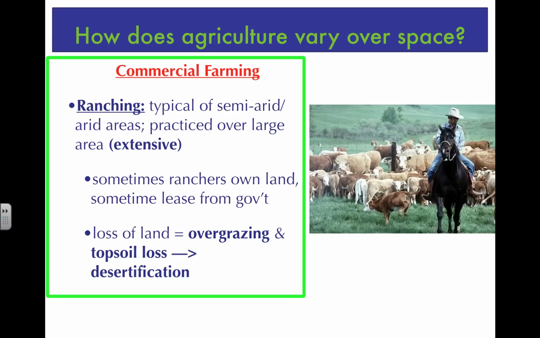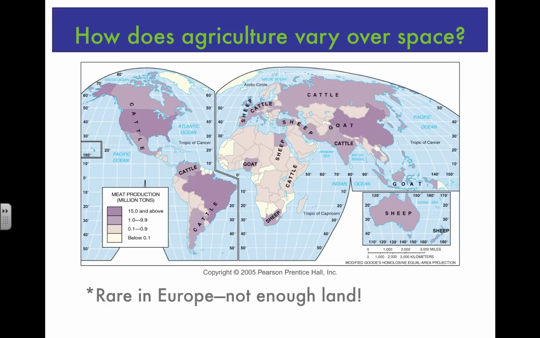Topsoil is the top layer of the soil that's fertile. But if the animals continue to graze and continue to graze, just like we talked about with monoculture, continue to farm, that topsoil will be lost, leading the soil to become unfertile, and thus in turn causing desertification. So as ranchers lose land and they don't have as much land to operate on, that can in turn have some environmental impacts.